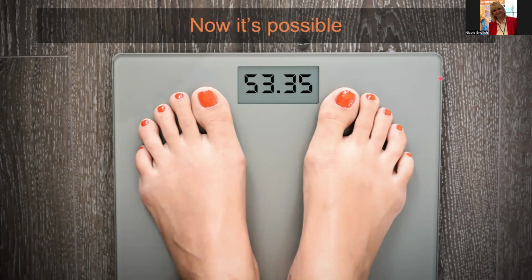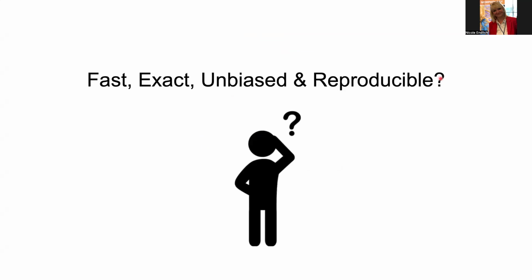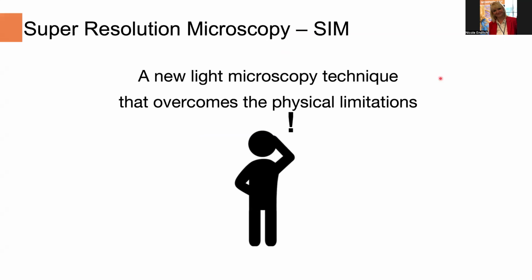Now it is possible with a new technology called super resolution microscopy to change this and to present a value for each kidney and for each glomerulus and patient. Furthermore, I have had the question in the past, are really 1 to 3 glomeruli from 25,000 in mice for research and 1 million in human with a thickness of only 80 nanometer really representative? And therefore I asked myself, is there any possibility to make it a measurement fast, exact, unbiased, and reproducible? Yes, it is.